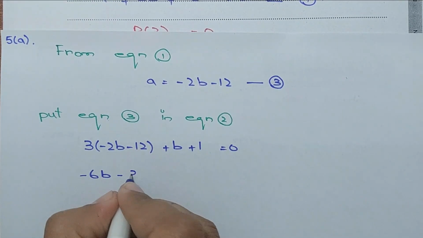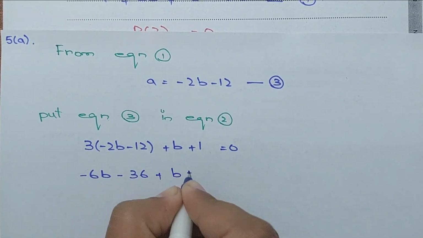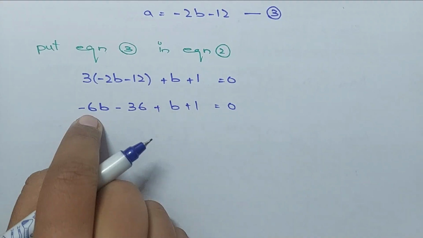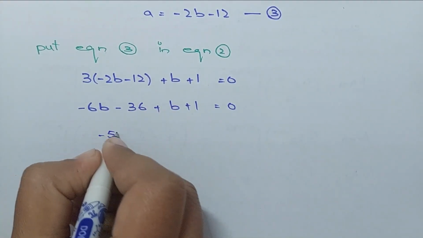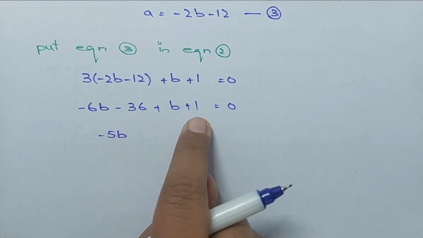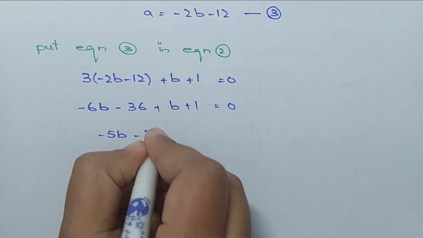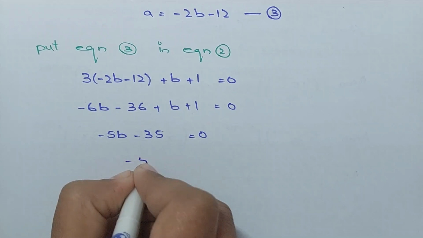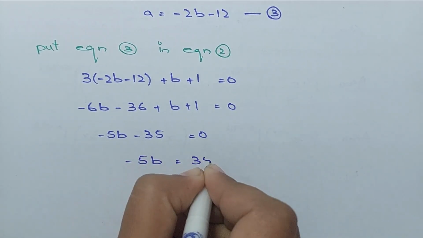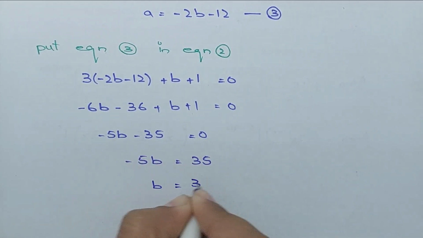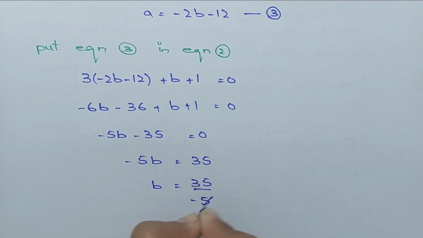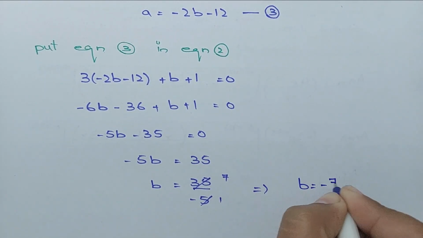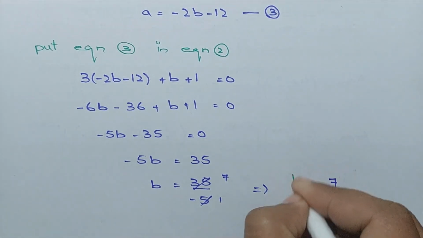36 minus 36 plus b plus 1 equals 0, right? Now these are the two b coefficients. Minus 6 and plus 1 is minus 5b, minus 36 and plus 1 is minus 35, equals 0. Okay, now we can say minus 5b would be equal to 35, and b is equal to 35 divided by minus 5. 5 times 7 is 35. So here the b value is negative 7. We are done with b.